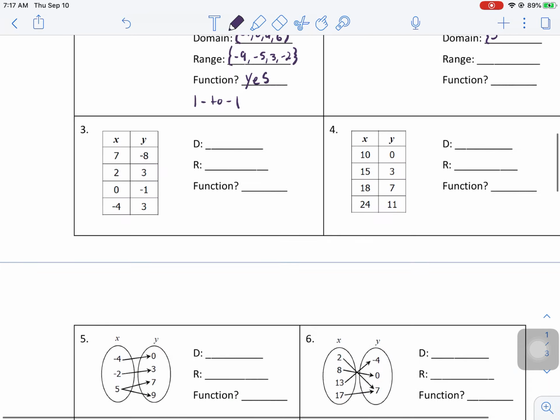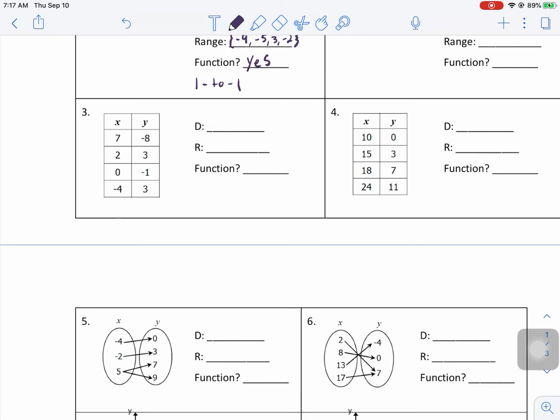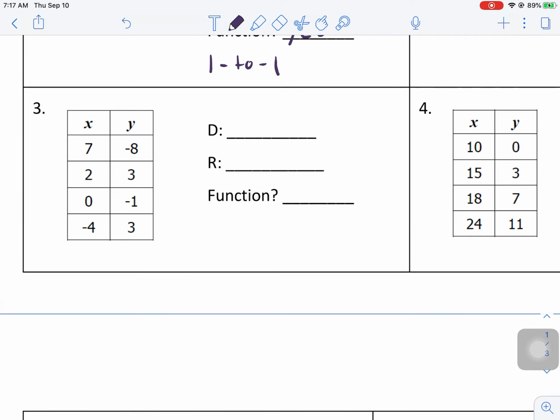So let's take a look at number 3. Number 3, this is our table, okay? So then let's talk domain and range. Domain would be 7, 2, 0, and -4. The range is going to be -8, 3, -1, 3.